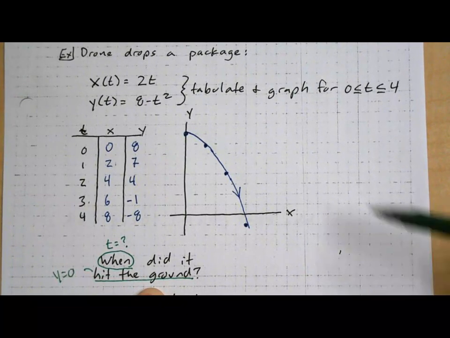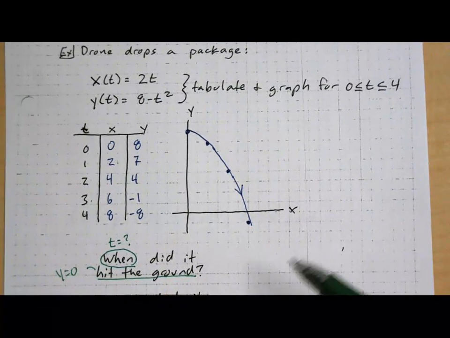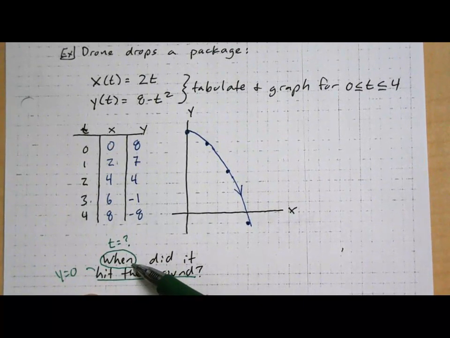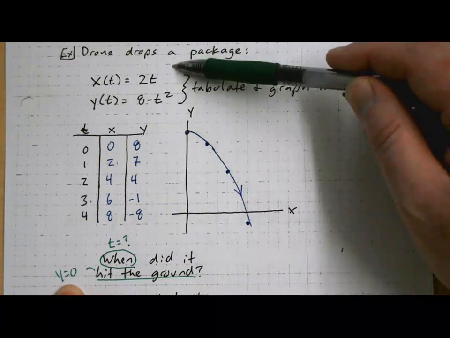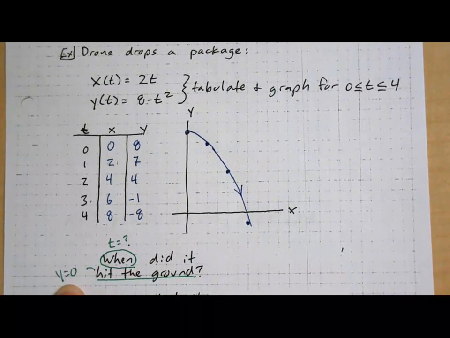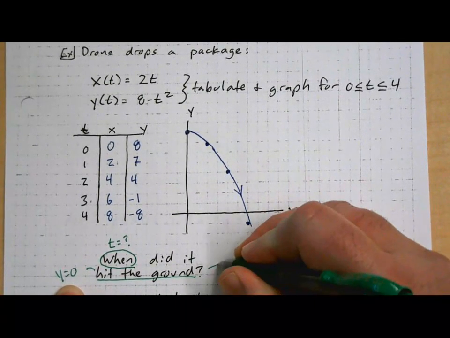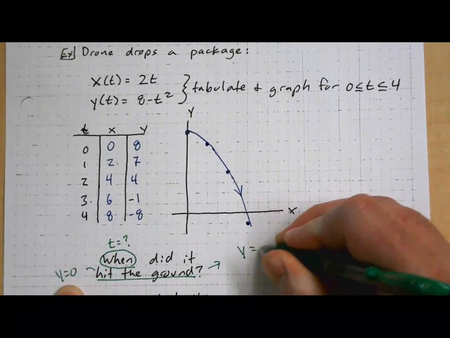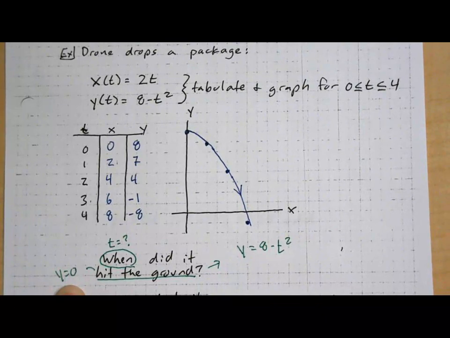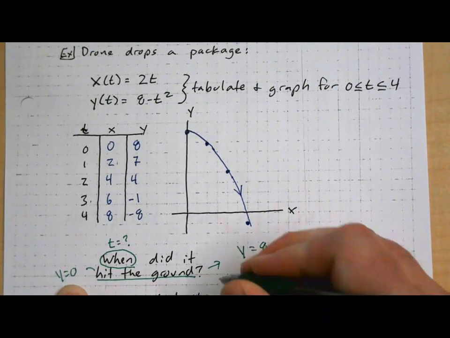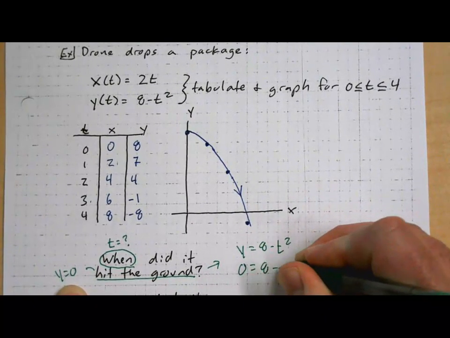Yeah, so we're going to do something with our equation here. Now, if we're specifically looking for when y equals 0, which equation should I be focused on to answer this question? Probably the y equation. The y equation is y equals 8 minus t squared. What are we going to set equal to 0? We put the y equal to 0. So 0 equals 8 minus t squared.